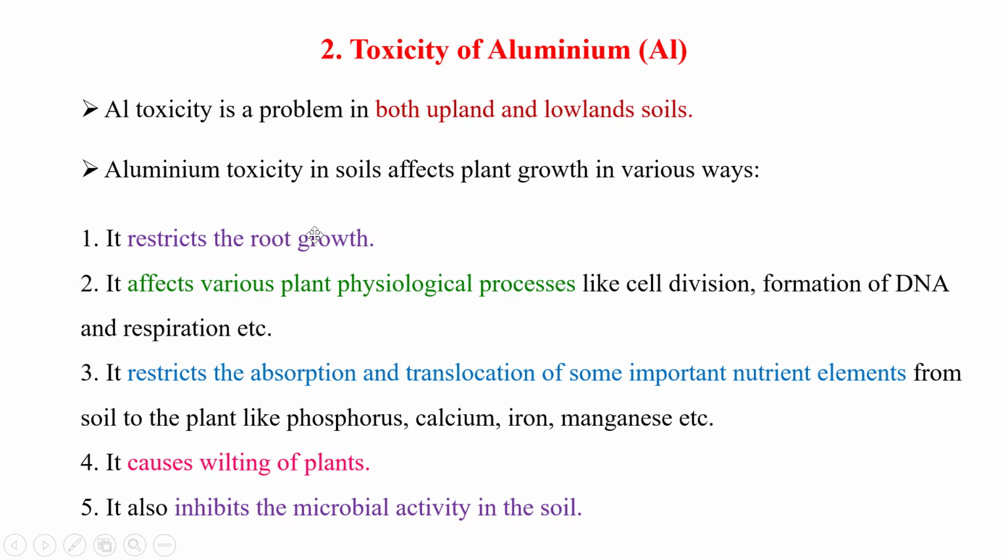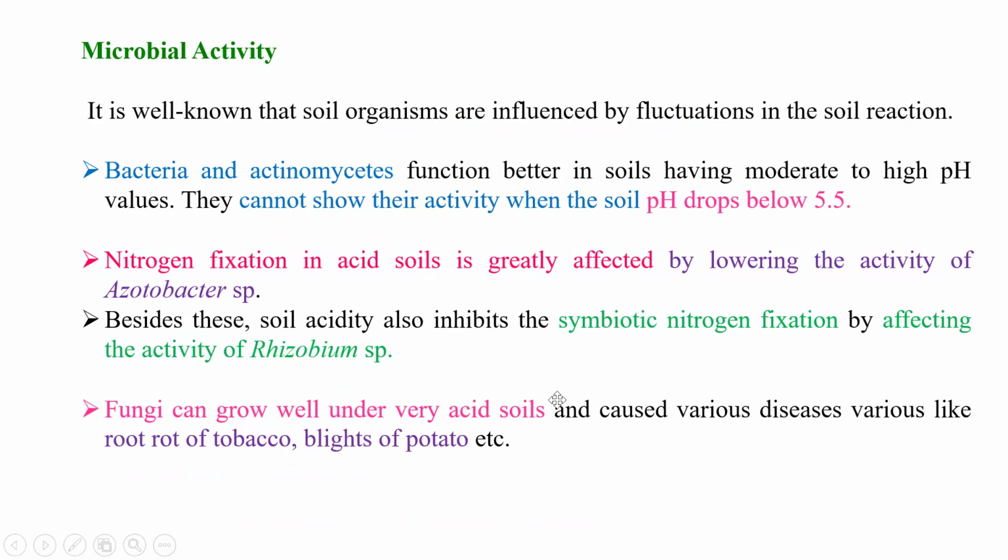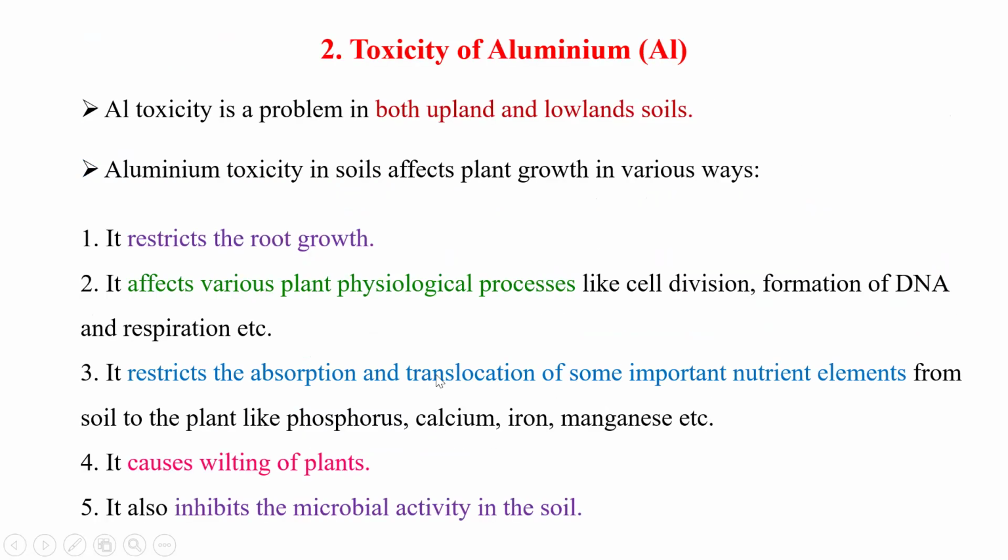Toxicity of aluminium is caused in both lowland and upland soils. This aluminium toxicity affects plants in various ways. It restricts root growth and affects various physiological processes like cell division, formation of DNA, and respiration. It also restricts the absorption and translocation of important nutrient elements like phosphorus, calcium, and manganese. It causes wilting of plants. It also inhibits microbial activity in the soil.